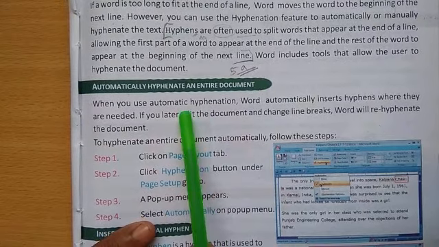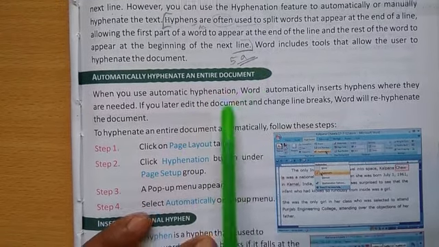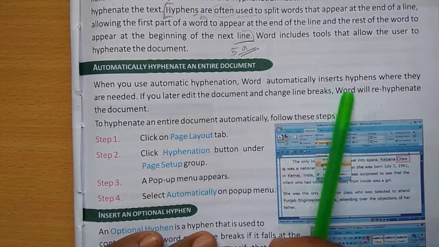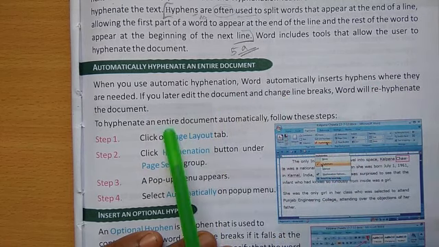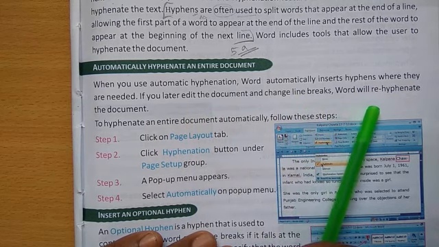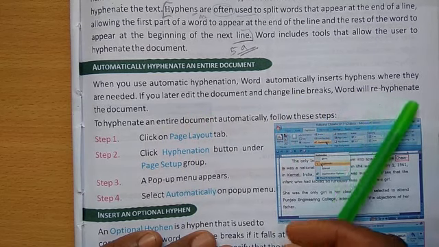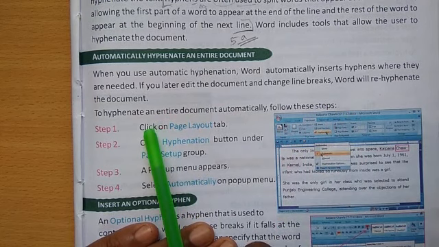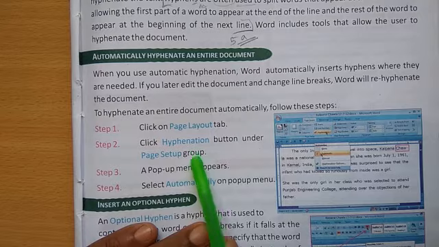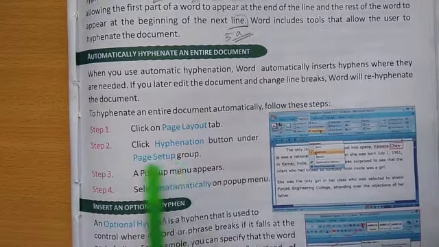Next paragraph: automatically hyphenate an entire document. When you use automatic hyphenation, Word automatically inserts hyphens where they are needed. If you later edit the document and change line breaks, Word will re-hyphenate the document. To hyphenate an entire document automatically, follow these steps. These are the steps which you have to do in practical time.